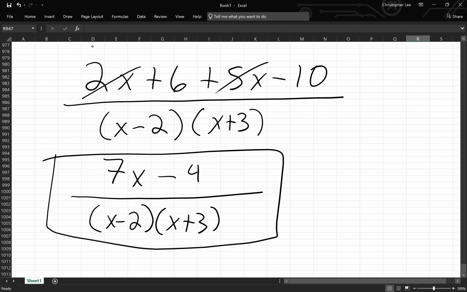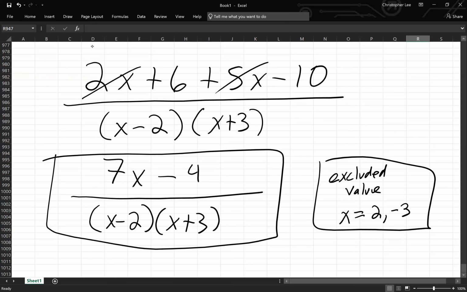Yeah, that's it. That's the end of it, right? If they ask you in your homework for excluded values, real quick, tell me what that would be. So how you get those, just set the denominator equal to 0. So I'm talking about (x minus 2)(x plus 3) equals 0, and you already know, solve for x individually, all that good stuff. And that's how I get the 2 and the negative 3. And that's it. Questions on this?